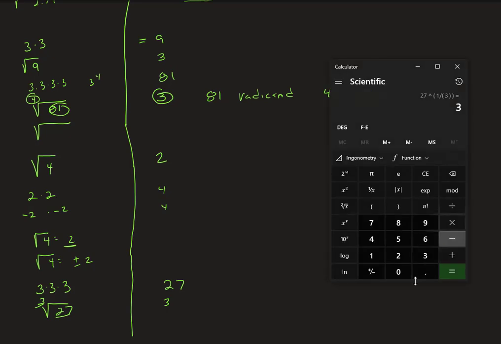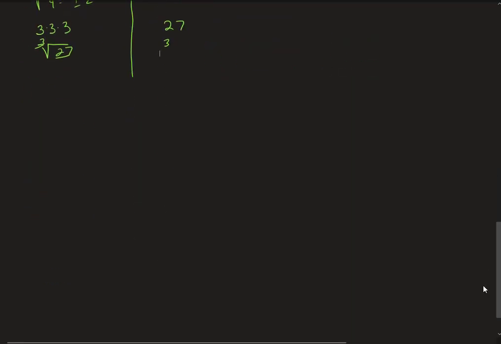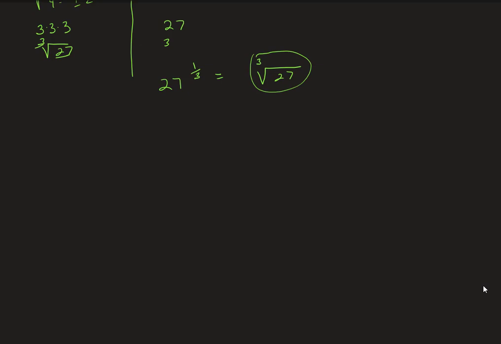So again, to get this, we would take 27 to the power of 1/3. That is the same as the cube root of 27. So if you don't have a way on your calculator to do this, then you can use an alternative method, and we'll talk about that a little bit more.